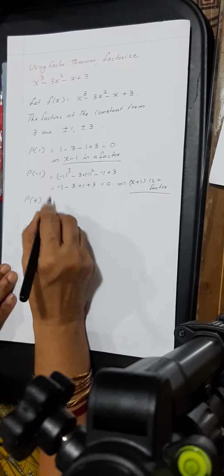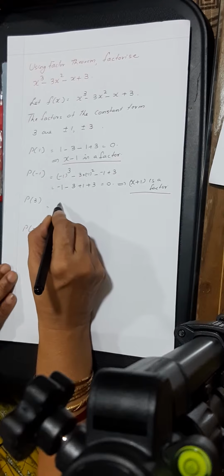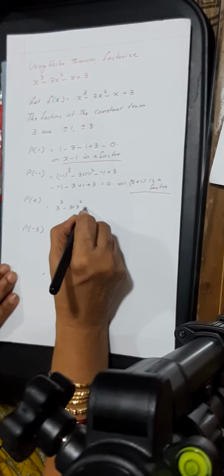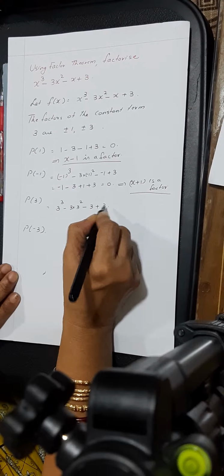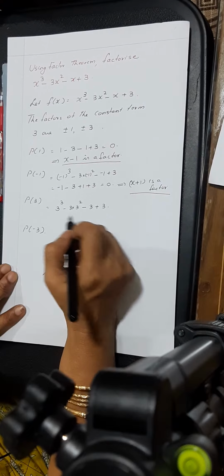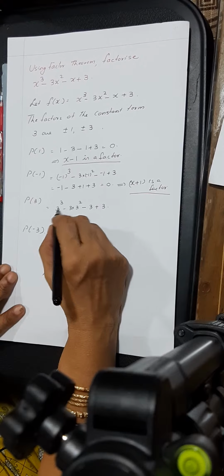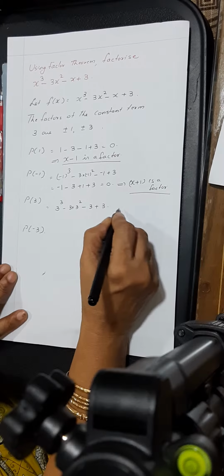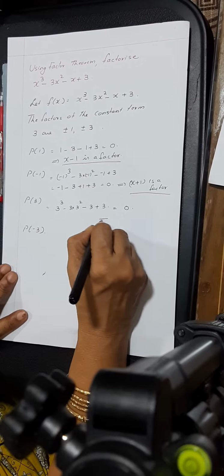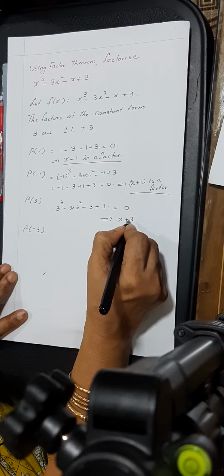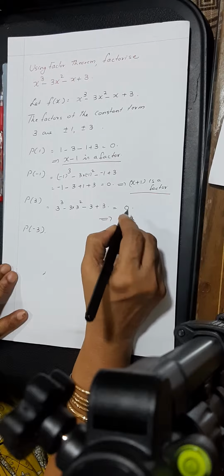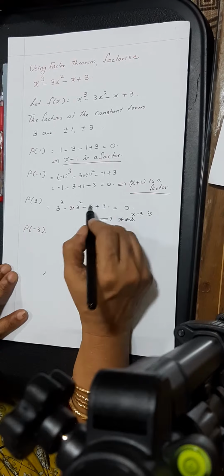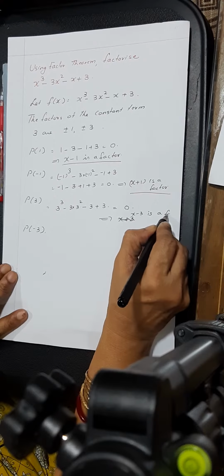Now we will put p of 3. So it becomes 3 cube minus 3 into 3 squared minus 3 plus 3. P of 3 is also equal to 0. So x minus 3, p of 3 is 0 means x minus 3 is a factor.